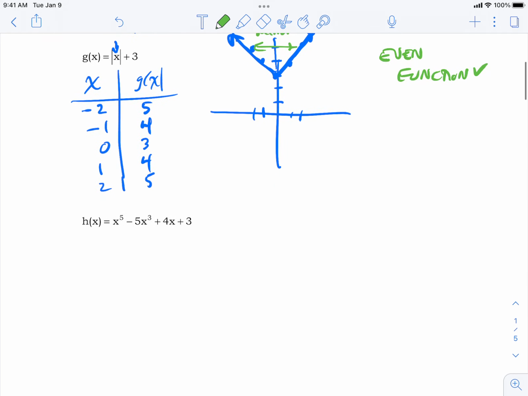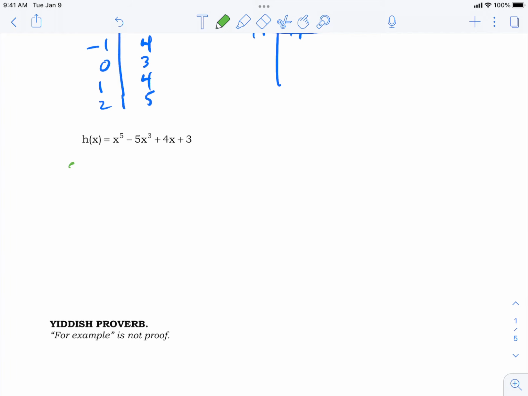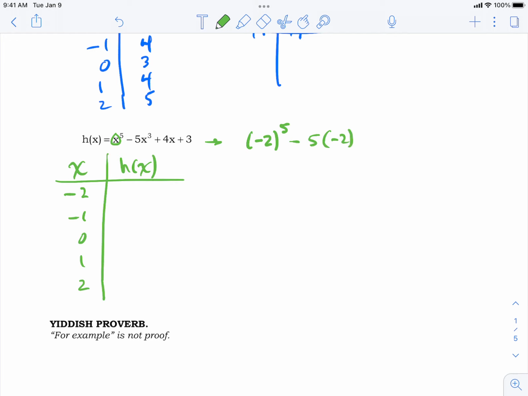You catching on here? Let's look at this one real quick. Maybe not as quick as I was thinking, because look at that thing. That thing's hideous. So let's just plug in the same values: negative 2, negative 1, 0, 1, and 2. First, let me make a point that I like to make often: whenever you're plugging into functions, you really should be good about using parentheses. So when I plug in x as a negative 2, I put the negative 2 in parentheses, put a fifth power on it. Minus 5, the negative 2 goes there, cubed. Plus 4, the negative 2 goes there.